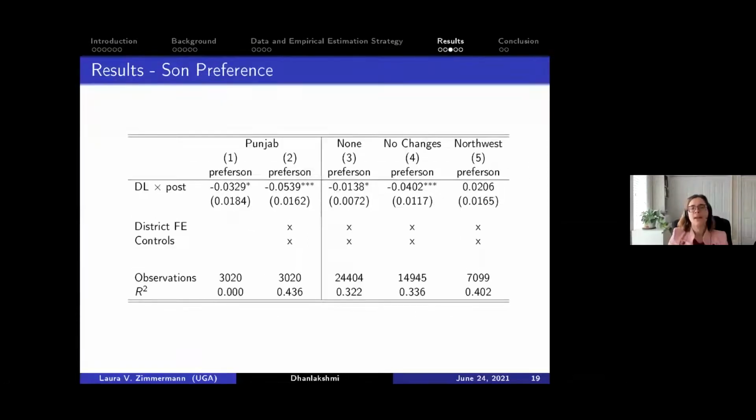We can look at then what happens to son preference. This comes with the usual caveat that this is self-reported by women. They're asked, in your next pregnancy, do you prefer that child to be a boy? And so here, this coefficient would indicate a 5 percentage point reduction in women reporting this son preference. You can see that this is a bit less robust than our headline results, but generally seems to indicate that attitudes might be changing as part of the program as well.